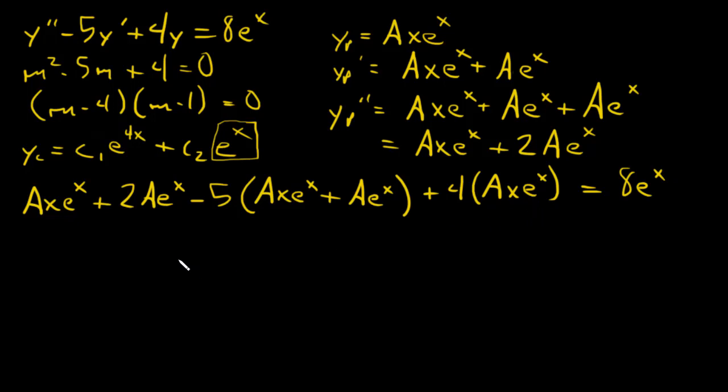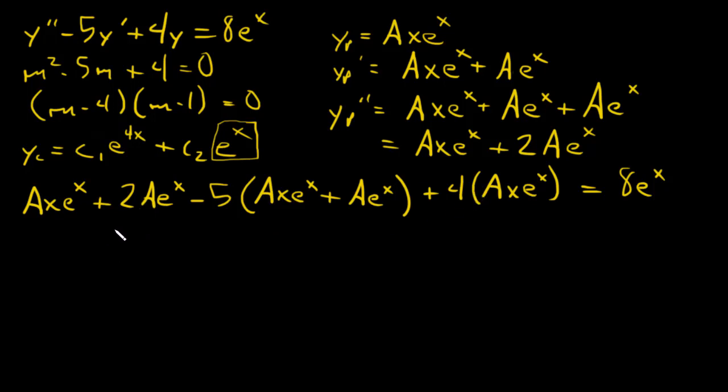Okay, so I'm going to gather all these like terms, and there's a lot of them. So let's do the x e to the x terms. I've got 1 here, minus 5 here, plus 4 here. Well, what do you know? They all go away. That's a 0. 1 minus 5 plus 4, 0.